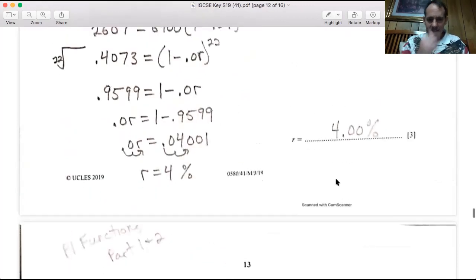And since you're doing 3 significant figures and we had extra values here, it wasn't exact. So you should put 4.00% to make it 3 significant figures. So don't forget that it's not exactly 4.